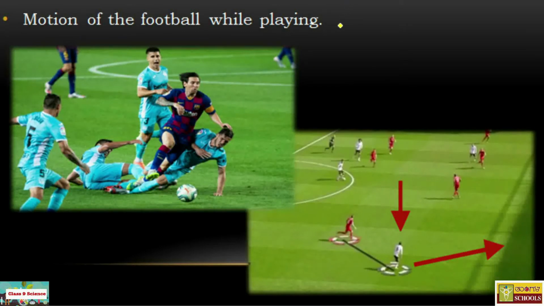Now the second one, motion of the football while playing. While playing is on, I am taking the motion of the football, not the person, okay? Not the passing even in the game. In these two pictures you will come to know. The people are gathering towards the ball, therefore the motion of the ball is random. In the second picture, the ball is moving from one person to another, again one to another. That is also a random motion. The football while playing is nothing but random motion.